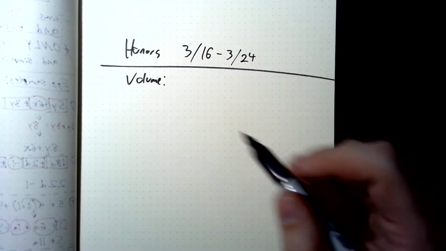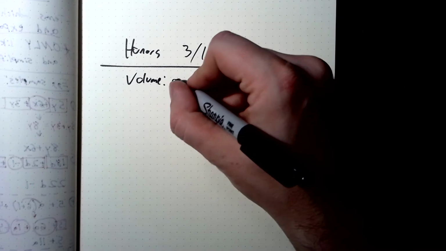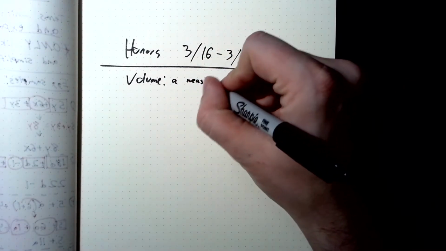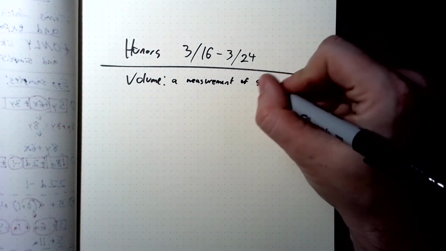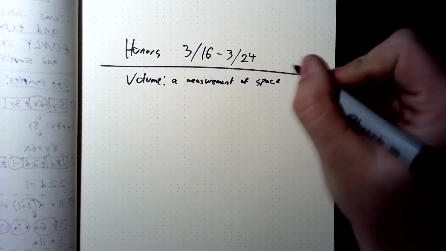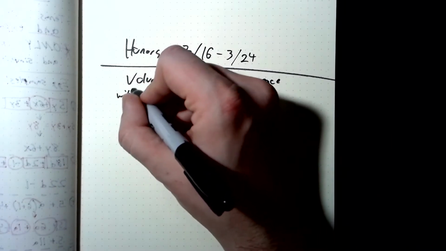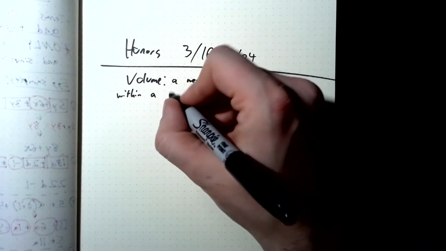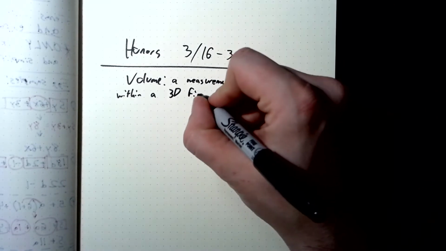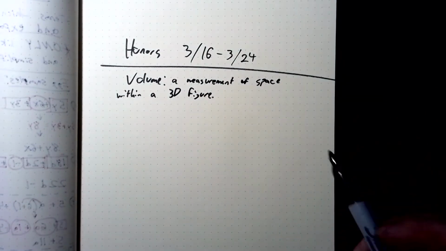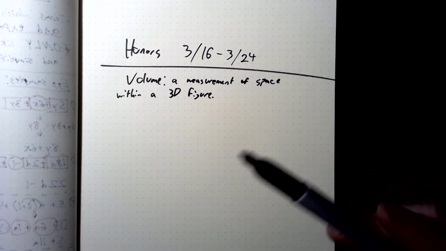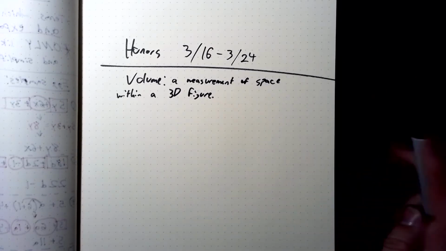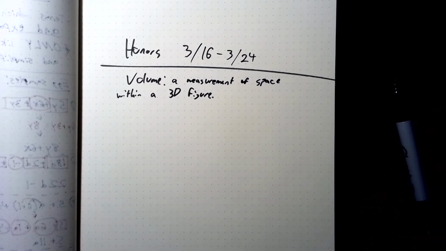First of all, volume is a measurement of space within a 3D figure. If you recall from the very beginning of the year, we covered surface area. That is a measurement of space outside of a 3D figure. This is the amount of space inside of a 3D figure.